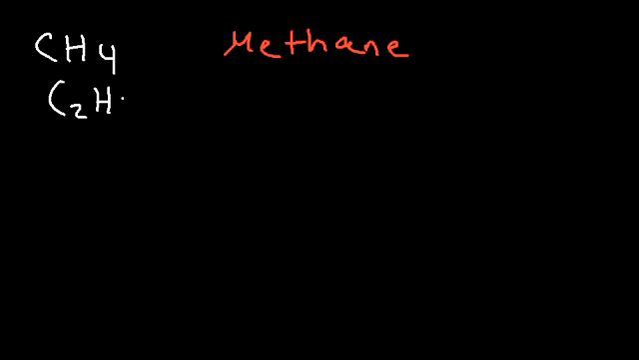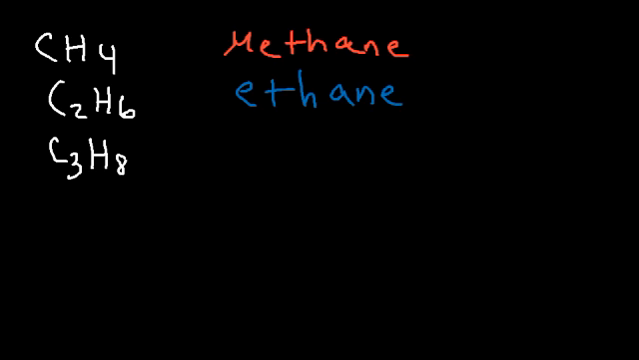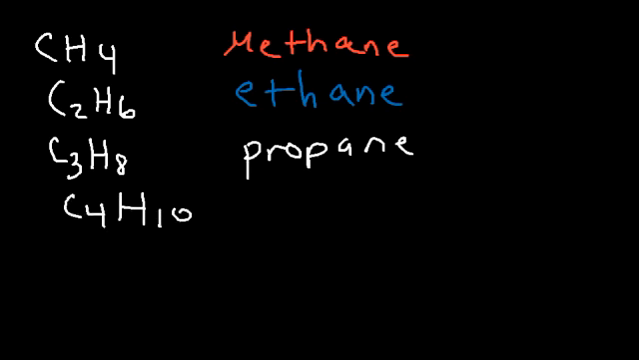Now, in this video, we're going to focus on nomenclature, how to name compounds. So, the first thing you need to know is if you have an alkane with one carbon, this is called methane. An alkane with two carbons, C2H6, this is called ethane. If you have three carbons, C3H8, it's called propane. C4H10 is butane.